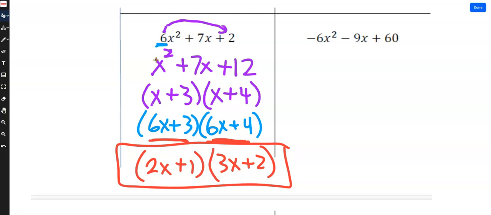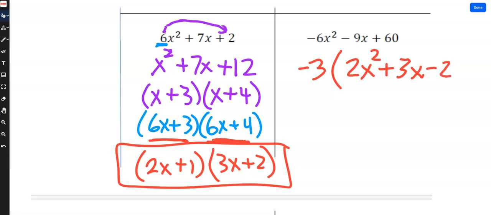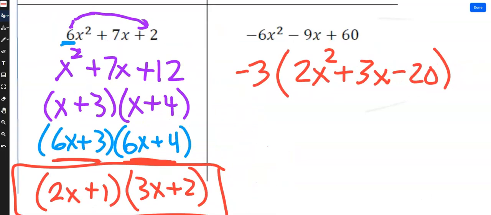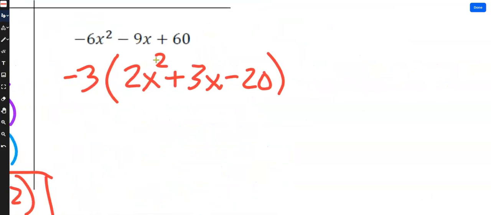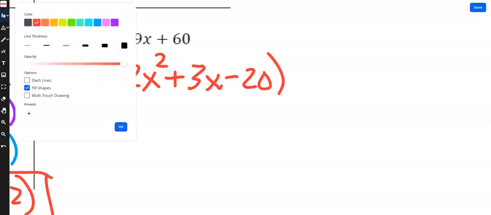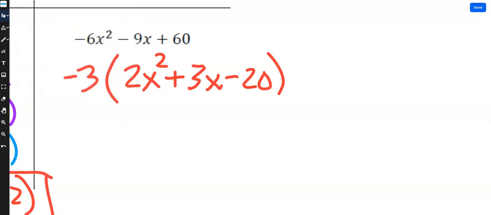Now I know most of you see that there's a 3 that goes into all of these. I'm going to suggest that you make it a negative 3, which would be 2x squared plus 3x minus 20. Now, got rid of the GCF. Now it's time for the Berry method, right?